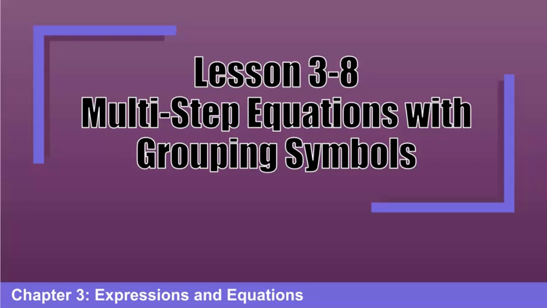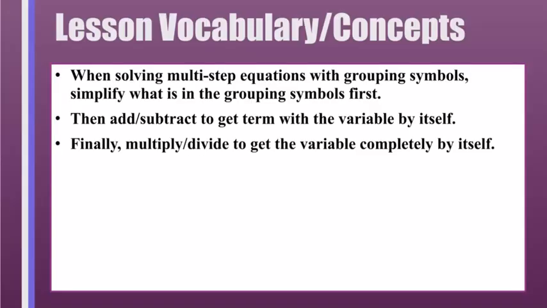Lesson 3-8, multi-step equations with grouping symbols. So when solving multi-step equations with grouping symbols, you want to simplify what's in the grouping symbols first. These grouping symbols include parentheses, brackets, braces, and even fractional expressions where you have a variable either in the numerator or the denominator. Then we're going to add or subtract to get the term with the variable by itself. And then finally, we want to multiply or divide to get the variable completely by itself.